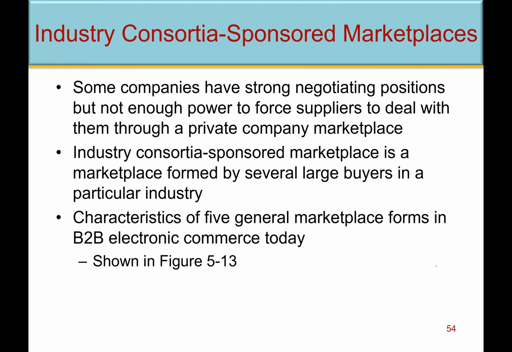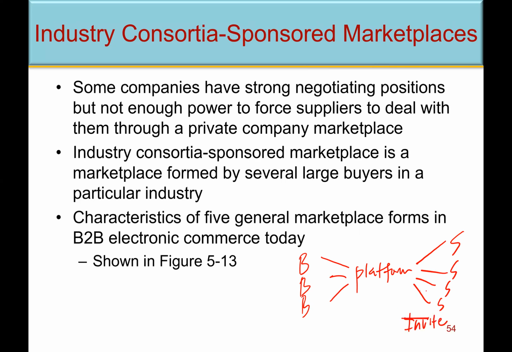So industry consortia sponsored marketplaces. Okay. So some companies have strong negotiating positions, but not enough power to force suppliers to deal with them through a private company marketplace. So an industry consortia sponsored marketplace is a marketplace formed by several large buyers in a particular industry. Okay, so they are big buyers. They form a platform. Okay, so these are the characteristics of the general marketplace forms in B2B. Later we will see. So they actually invite a good supplier to the platform. Okay.